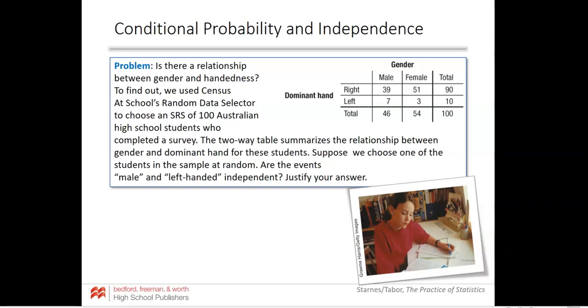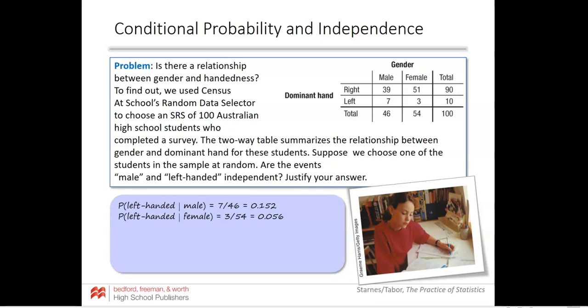What's the probability that you're left-handed given that you're a male? So let's figure that out. Given you're male, that's 46. Left-handed would be 7 out of that. So 7 out of 46, which is 0.152. Females, there's 54 of them, only 3 of those. Wow. So there are more females but fewer left-handers. That does not bode well for independence. So 3 out of 54 is about 5.6% compared to 15%.